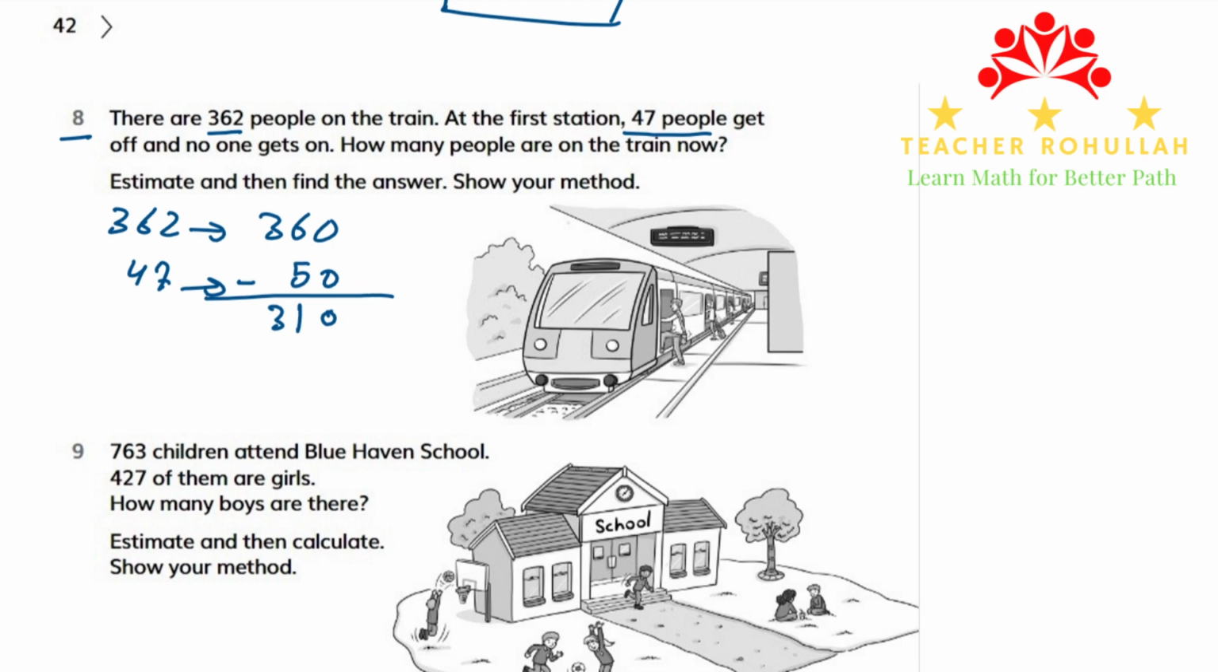Now, to find the exact number, we have to subtract 47 from 362. To do so, I will use column subtraction. 362 minus 47. Here also we have to regroup because 7 cannot be subtracted from 2. So we borrow from the tens place. 5 will be left here, and 12 we will have in the ones place.